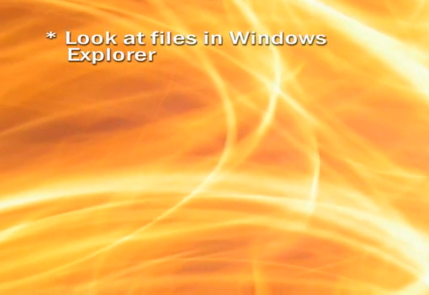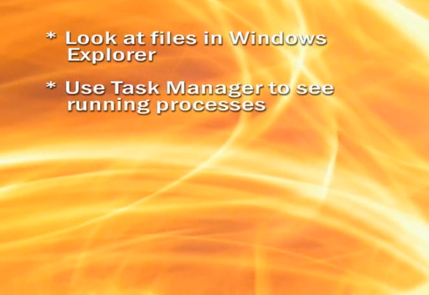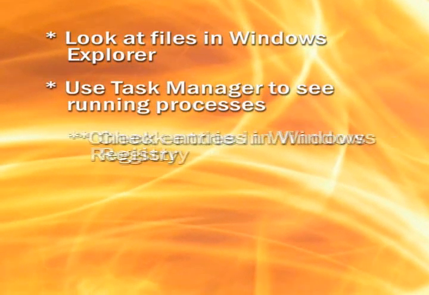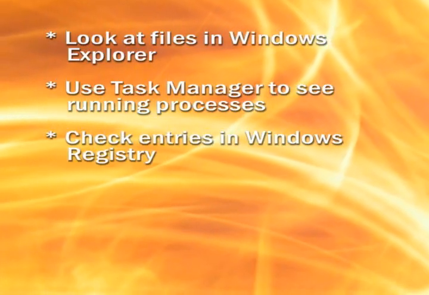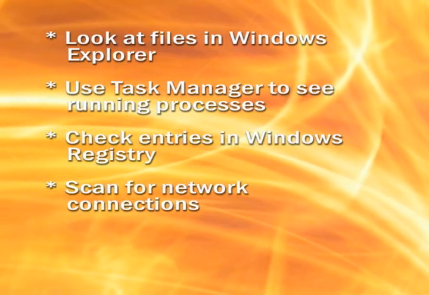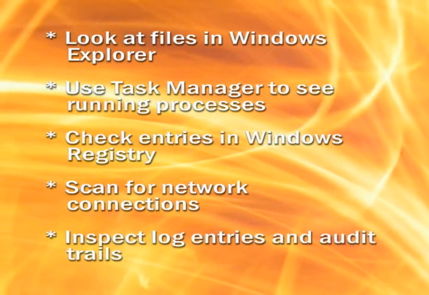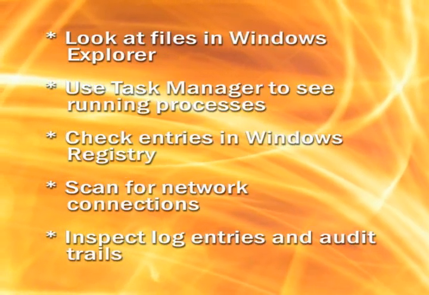To explain how attackers hide on your computer, first let's review. How do you ever know what's happening on a Windows PC? You probably do some of the following things. You look at files in Windows Explorer or by doing a dir from the command line. You might use Task Manager to see running processes. You could check entries in the Windows registry using regedit. You could also scan for network connections using a command like netstat. And finally, you'd probably inspect log entries and audit trails.